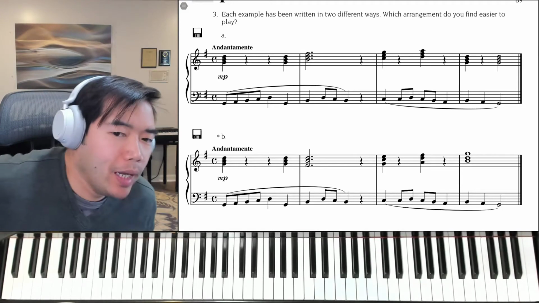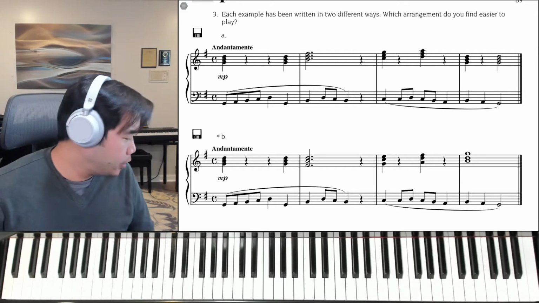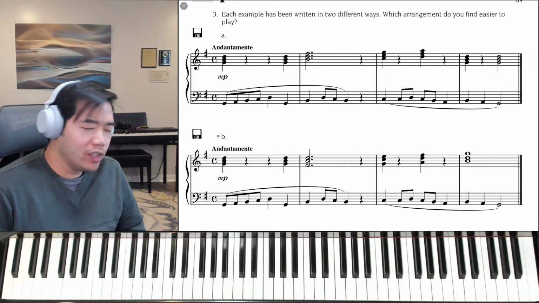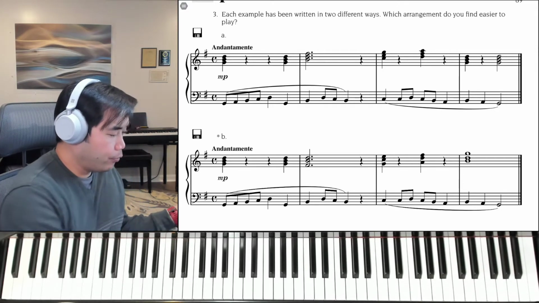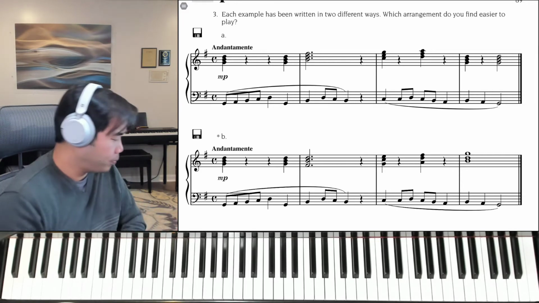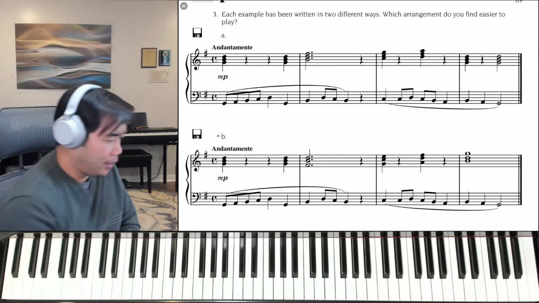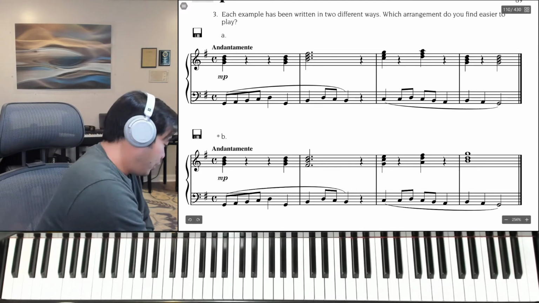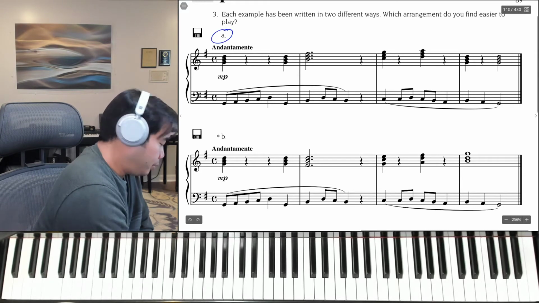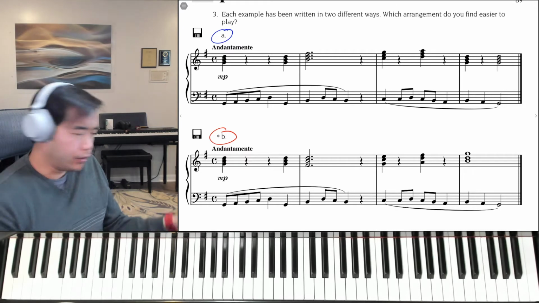Now let's take a look at page 89 of chapter 4. On this page, we're dealing with two versions, two arrangements of each piece. So let's compare it. Let's look at both A and B here. We have version A and we have version B. If we look at the left hand, they're identical.